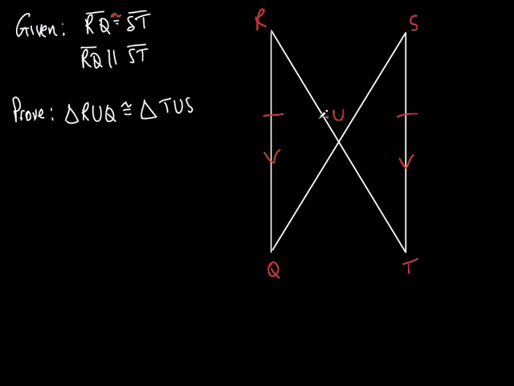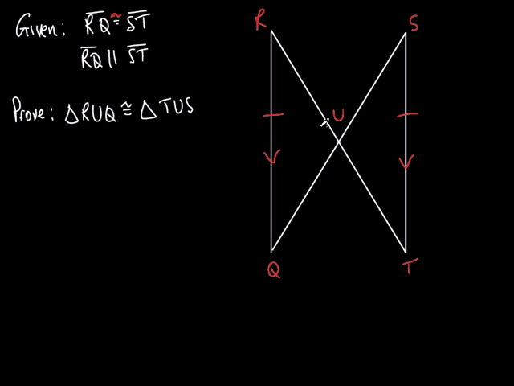That's all they tell you. They just say they don't tell you any angles are equal. They just tell you this one side is equal to this one side and this side is parallel to this side. They want you to prove that RUQ, this triangle over here on the left, is congruent to TUS, which is this triangle over here on the right.